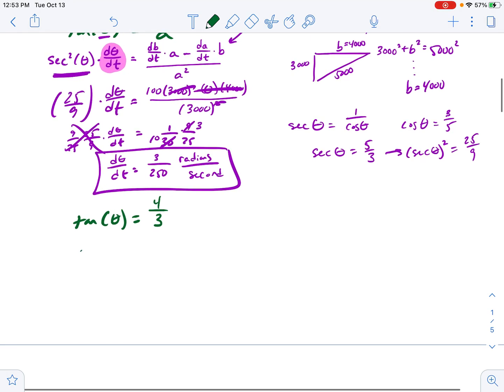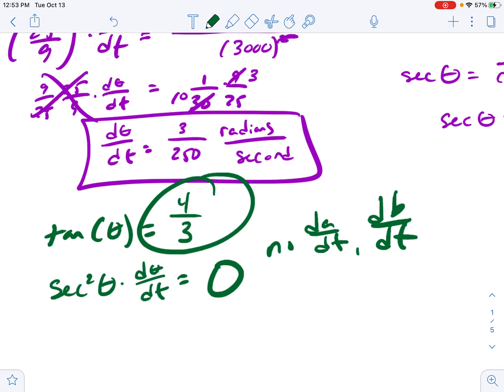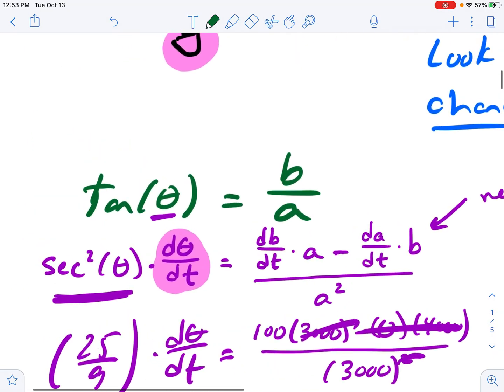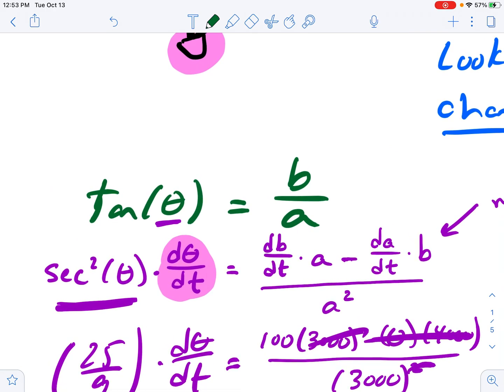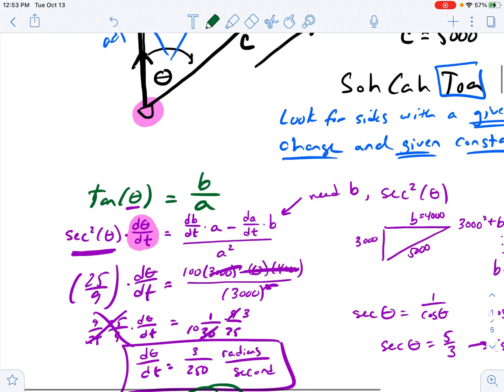Now think about what's going to happen if we take the derivative. Sure, we'll get secant squared theta times d theta dt on this side, but what am I going to get for the derivative of 4/3? I'm going to get 0. There's not going to be any dA over dt, any dB over dt, none of that. We haven't brought in the related rates because we've gotten rid of our variables. So that's why it's important we initially set the equation up using variables, take the derivative using the variables, and then do the subbing in.